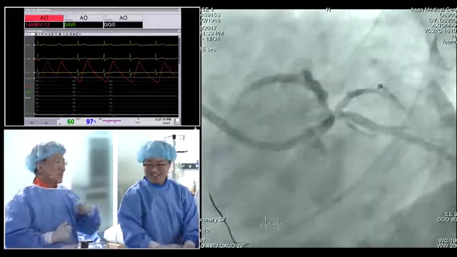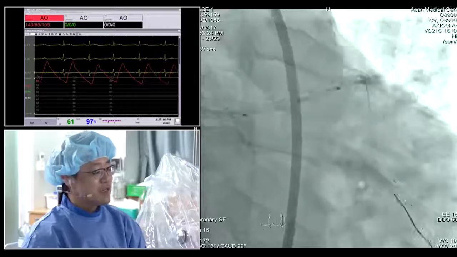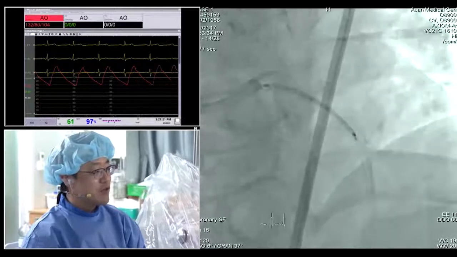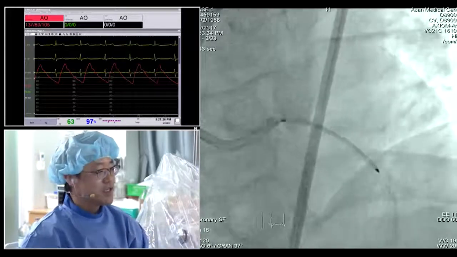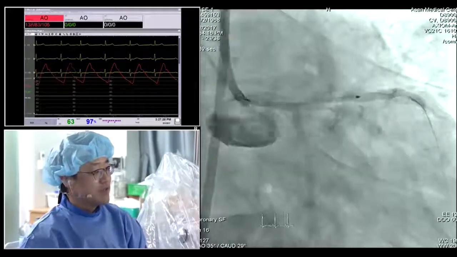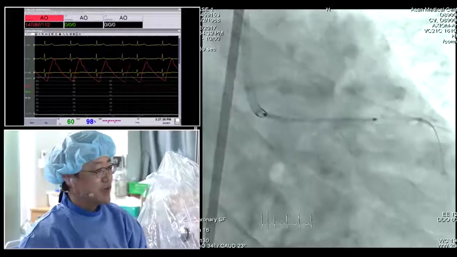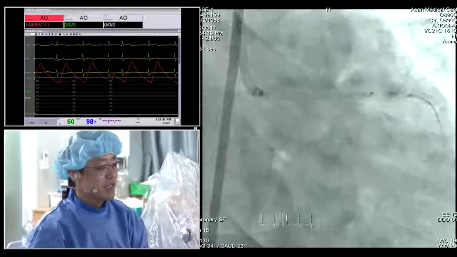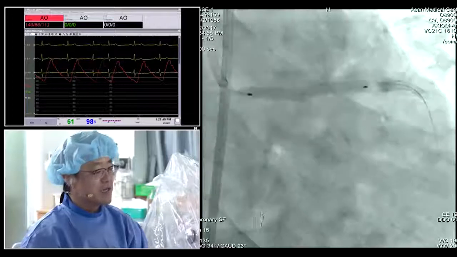And so, what is next? Okay, next. We decide to use a 3.5 by 33 giant stent. And then we try to cover the whole part, checking the overlapping area, and next. And then try to match it with the main ostium too, right? Yeah, right. Next, this is 3.5 by 33, and then we did stent implantation.